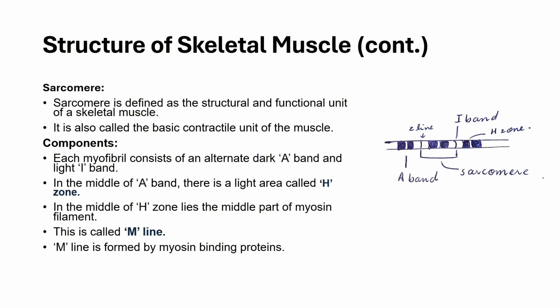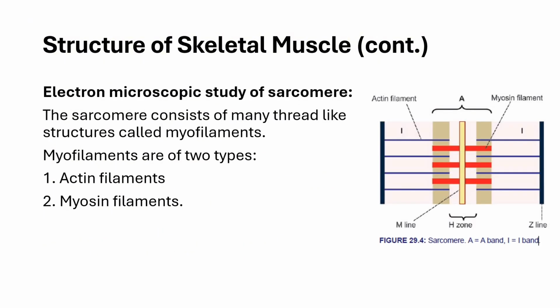So the M line helps stabilize the arrangement of myosin filaments. In the diagram explanation, it shows the structure of a sarcomere, which spans from one Z line to the next. You can see how the A band, I band, H zone, and M line are arranged to ensure the proper alignment of filaments for contraction. Let's delve into the electron microscopic structure of the sarcomere, which provides a detailed view of its components.